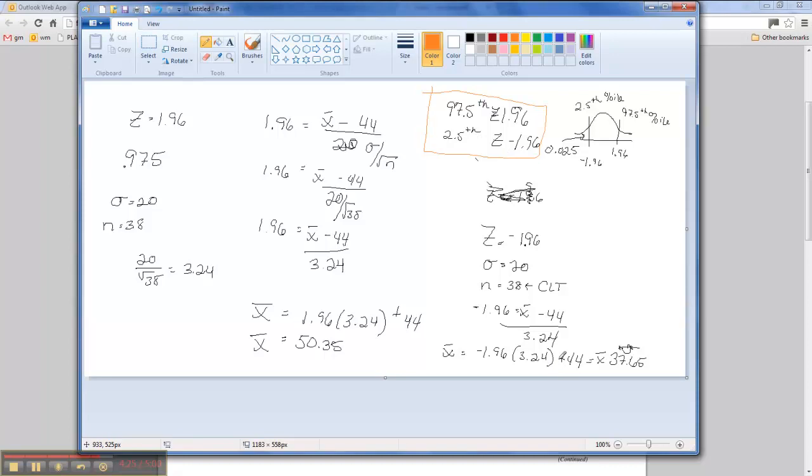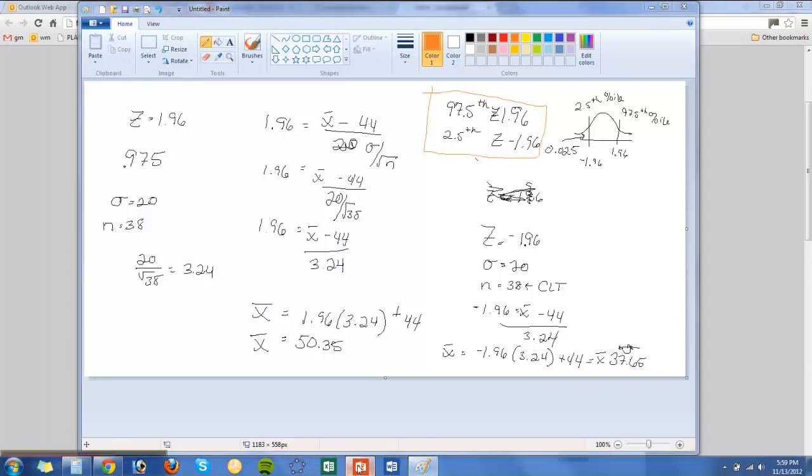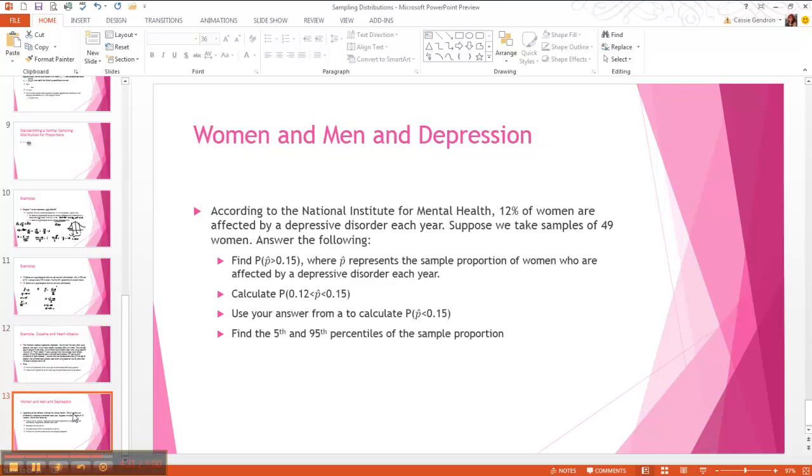So that should be, no, that's not all the examples. I put more examples in there, didn't I? I did. There's one more example with proportion, and then hopefully we will be done with these lectures and you can get to work.